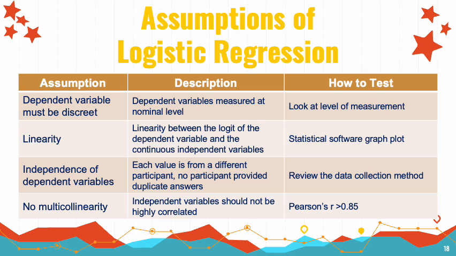The fourth and final assumption is no multicollinearity, just as it was with multiple linear regression. You test and respond to multicollinearity in the same way as previously discussed by checking Pearson's R across the independent variables.